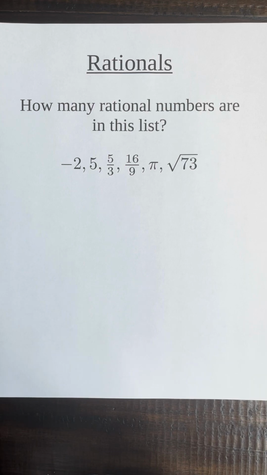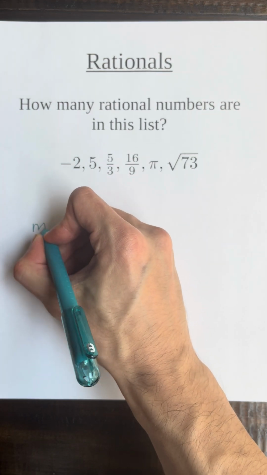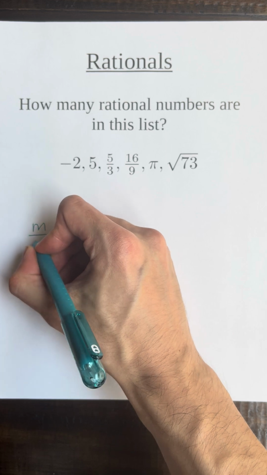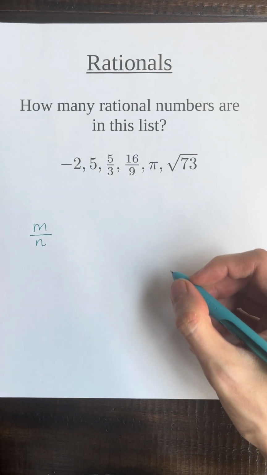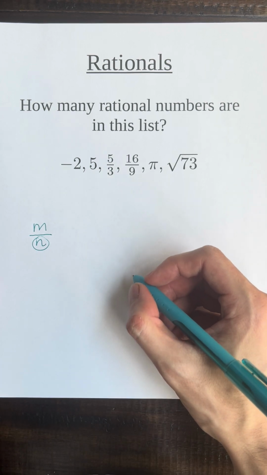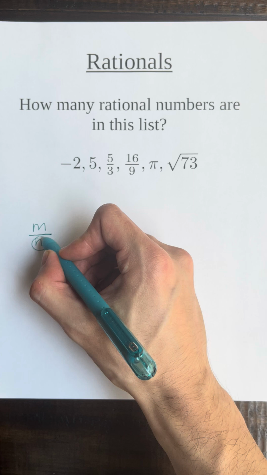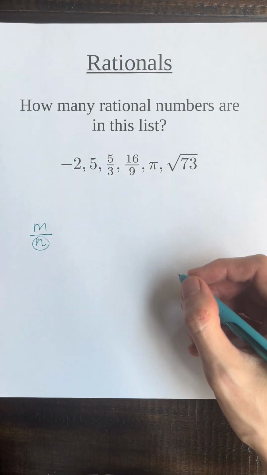What is a rational number? A rational number is any number that can be expressed as an integer divided by another integer. But the second integer is not allowed to be 0. How come? Well, are we allowed to divide by 0? No.